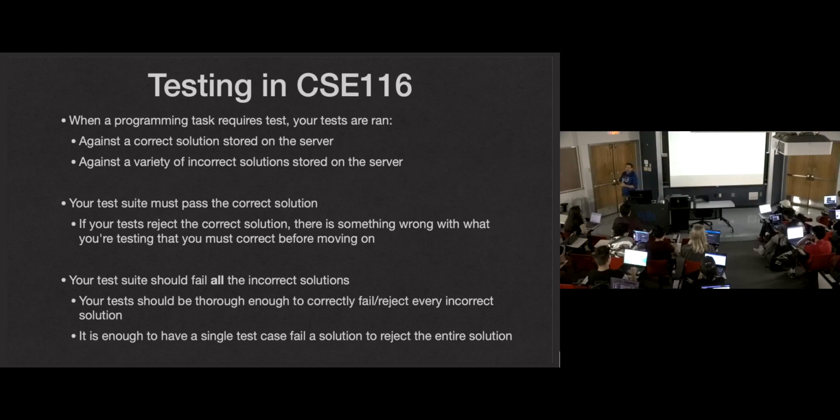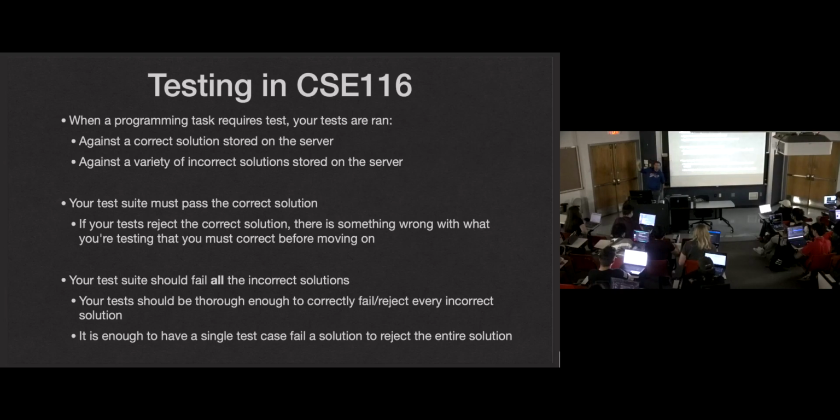So testing in 116, when you submit your code, it'll be tested in 3 different phases. I have 2 of those phases on screen. These first 2 are the same phase, so it's a little confusing. But first, I'm going to run your tests on a correct solution. So I'm going to take your test suite, I'm ignoring your code, and just taking your tests, and putting in my correct solution and running your tests. Your tests need to pass that correct solution.